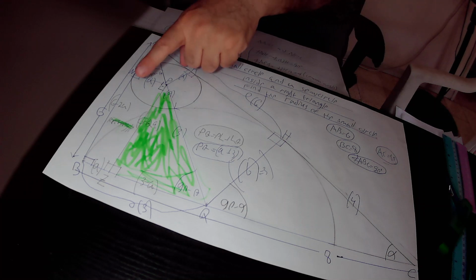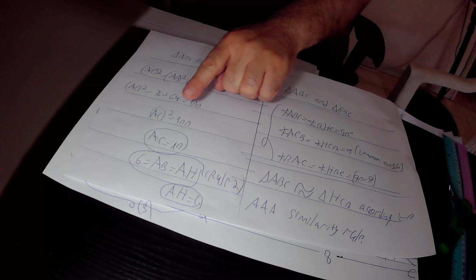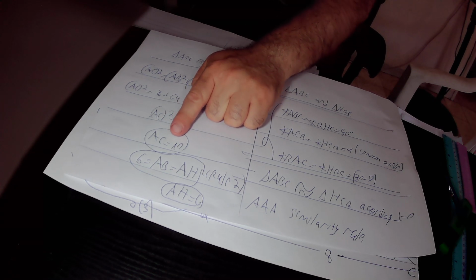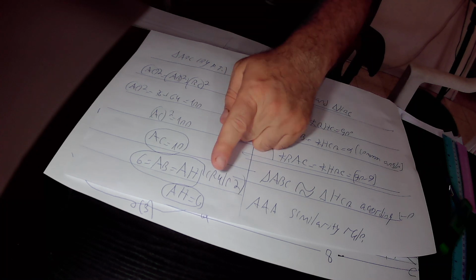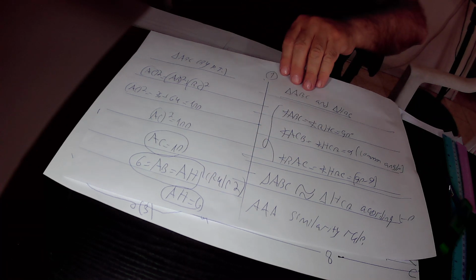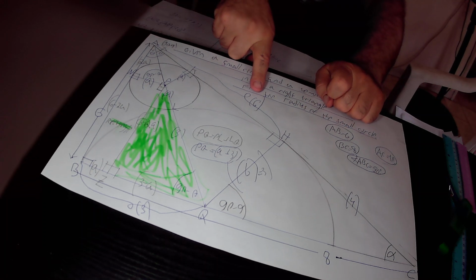But AB equals 6 units, according to what is given. So you can write that AB equals 6, and from the equation 6 equals AB equals AH, we derive that AH also equals 6 units. This is line 7: AH equals 6 units.